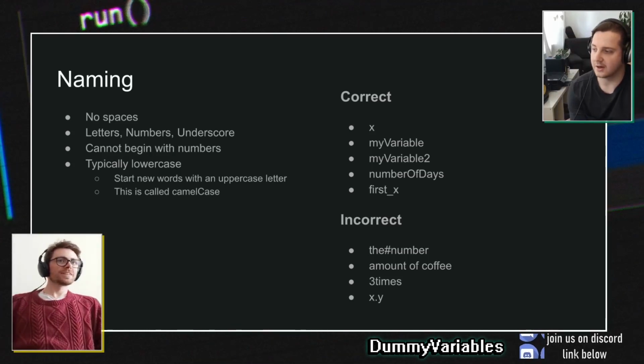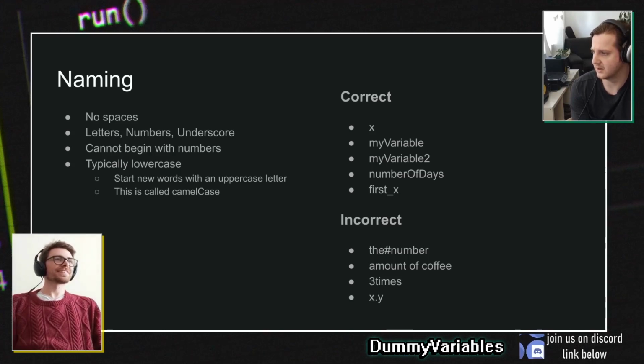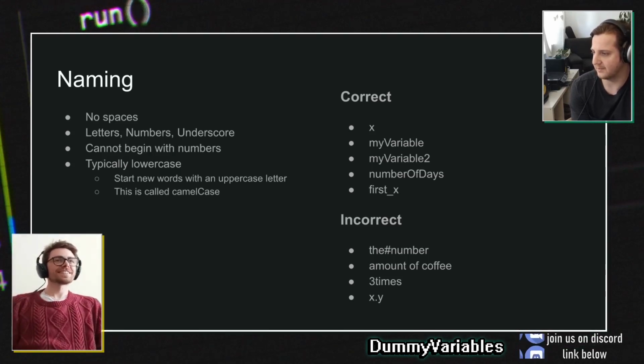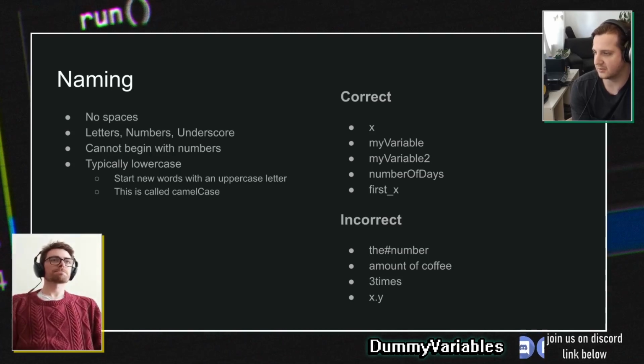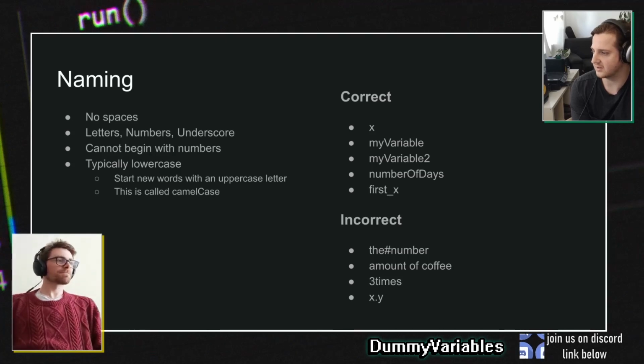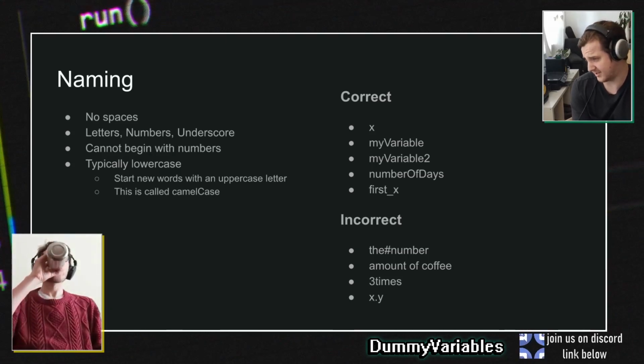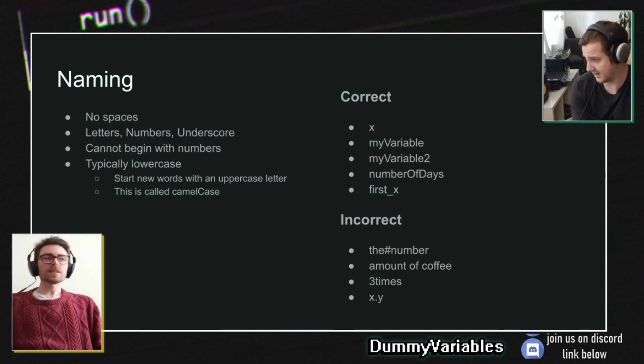Sure, let's take a look. The first one, the hashtag number. I'd say the hashtag is what makes this one incorrect, as we're only allowed to use letters, numbers, and underscores. Exactly. Amount of coffee is a beautiful name for a variable, but it has spaces in between, so this one I would cross out as well. 3 times has the number 3 in front, so as you've said, that's forbidden.